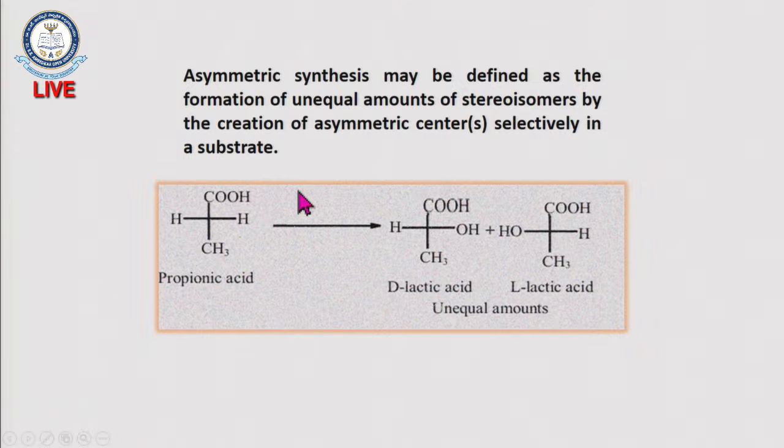And one more thing is, when we are doing the reaction here, if we are getting the products in an equal ratio, then it is not an asymmetric synthesis. And if you get the products in an unequal ratio, then we call it an asymmetric synthesis. Or if you get only one product in 100%, one product here, then also we call it an asymmetric synthesis.